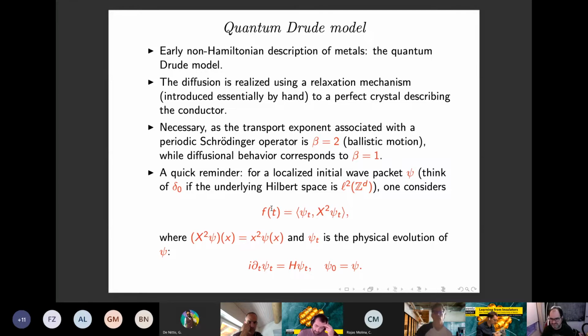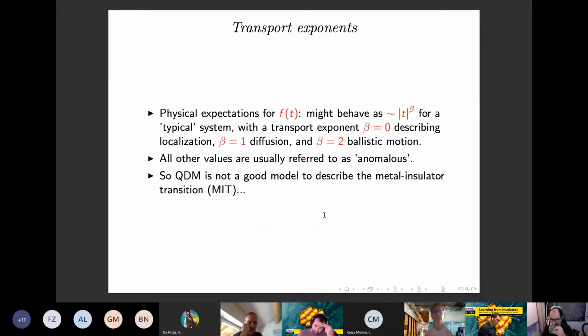So this function typically would behave like t to some power beta, and if beta is equal to 0, in physical language, you would say that you have a mobility gap. Beta equal to 1 corresponds to diffusion, and beta equal to 2 corresponds to ballistic motion. And all other values are usually referred to as anomalies.